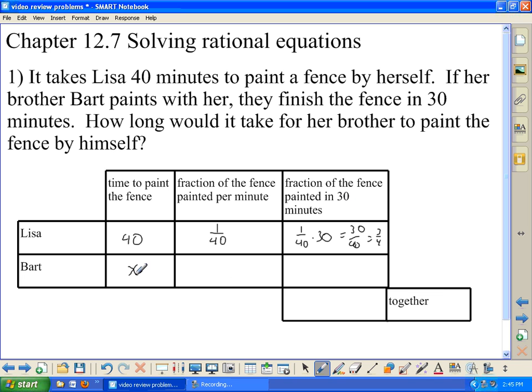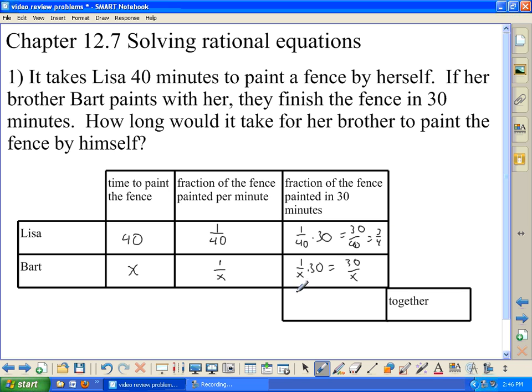Now Bart, we don't know, he takes x minutes to paint the fence, so in 1 minute he's going to take 1/x. That's going to be the fraction of the fence that he gets done. And then if he paints for 30 minutes, every minute finishing 1/x of the fence, multiply that times 30, that's 30/x.